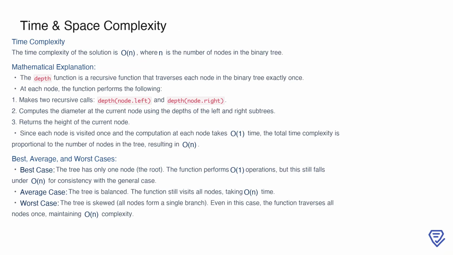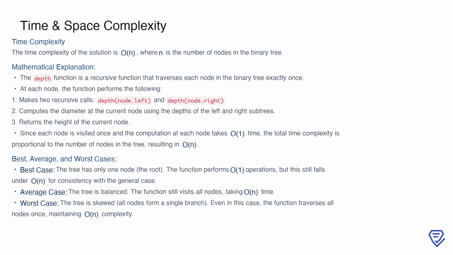The time complexity of our solution is O(n), where n represents the number of nodes in the binary tree. This is because our recursive depth function visits each node exactly once. As it traverses the tree, the function performs a few key operations at each node. First, it makes 2 recursive calls to calculate the depths of the left and right subtrees.